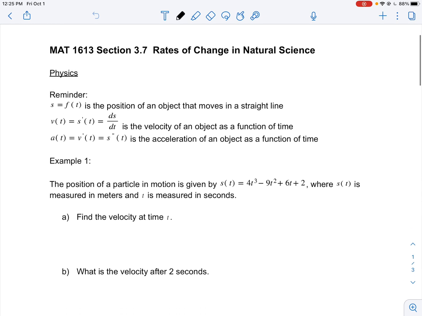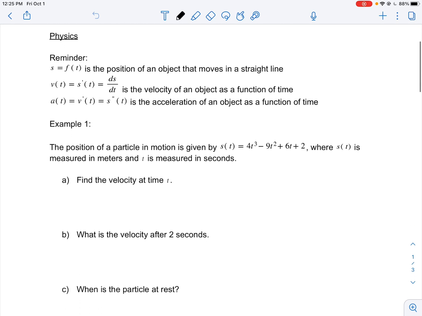For engineers, a lot of applications end up being in physics, and we've already talked about velocity and acceleration and their relation to distance. Notice s equals f of t, that's the position function, our distance function of an object moving in a straight line. When we take the derivative of the distance, we end up with velocity. And when we take the derivative of the velocity, which is the second derivative of the distance, we end up with acceleration.